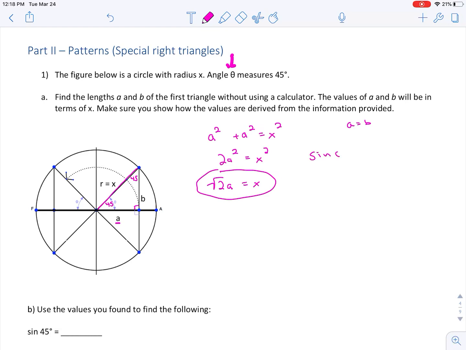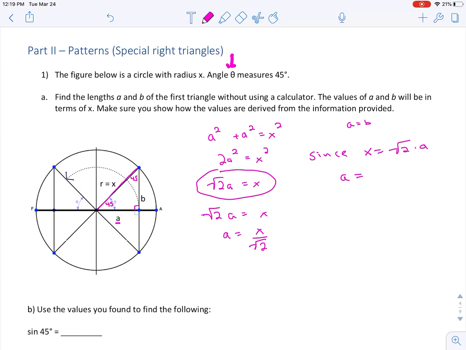So since x is equal to the square root of 2 times a, then a would have to equal what? Well, I'd have to solve this equation now for a. So I have the square root of 2 times a is equal to x. If I solve this for a, I would divide both sides by the square root of 2, which is going to give me a is equal to x divided by the square root of 2.